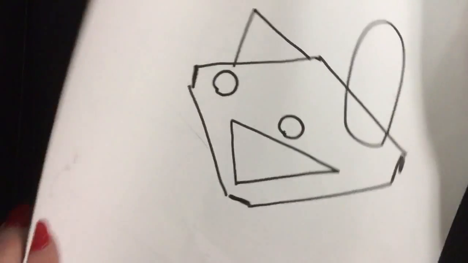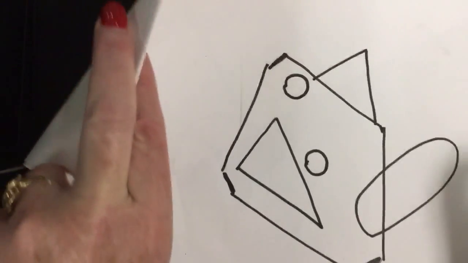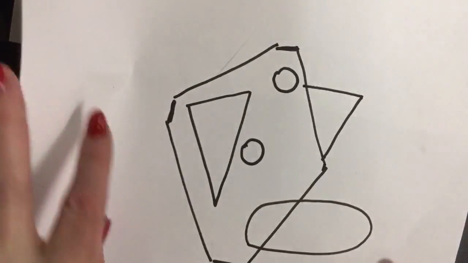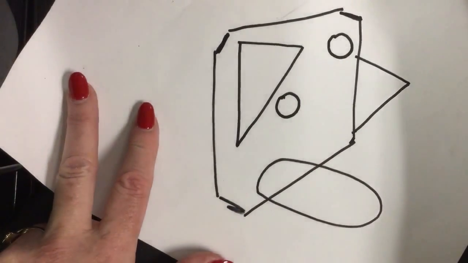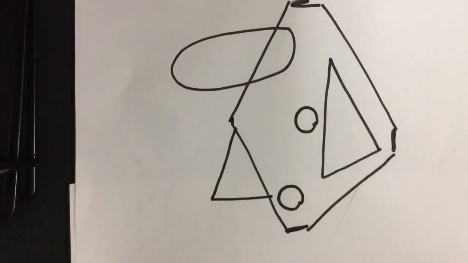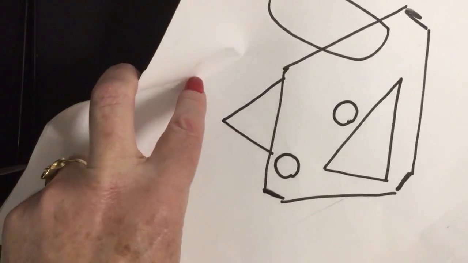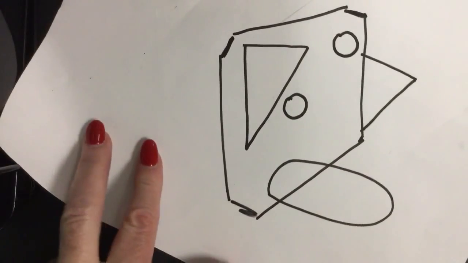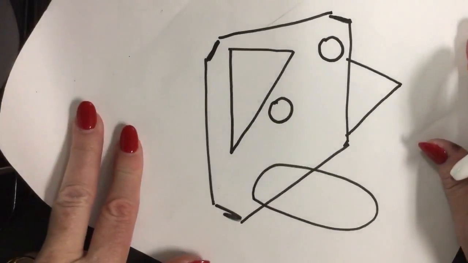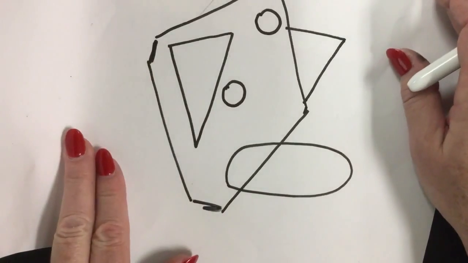So I'm going to turn it to decide which way would best represent eyes, nose. I kind of like it this way. Let me see if I like it that way, or I think I'm going to do it this way. Actually, I'll put it at an angle too. So I'm going to have it represent my face this way.